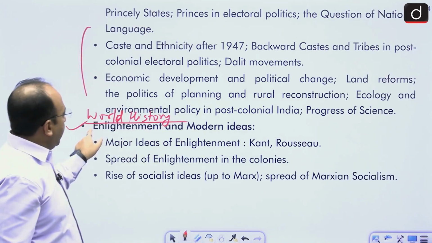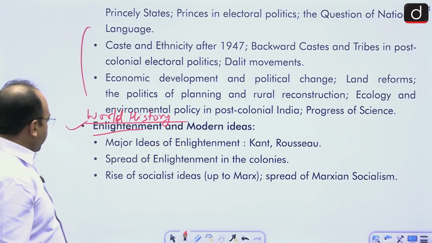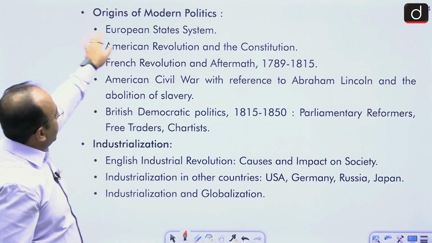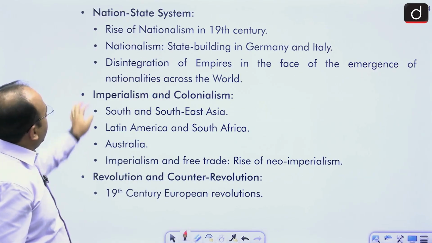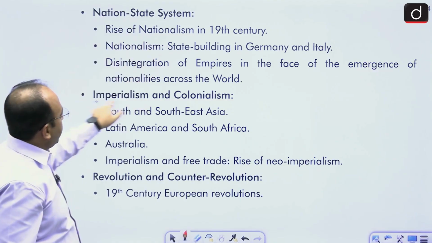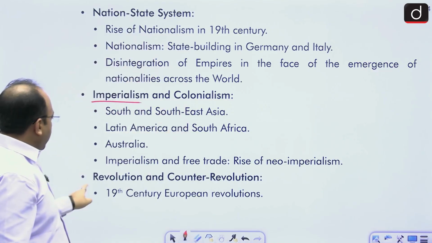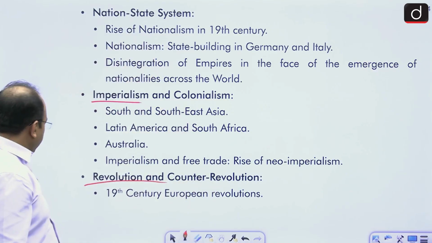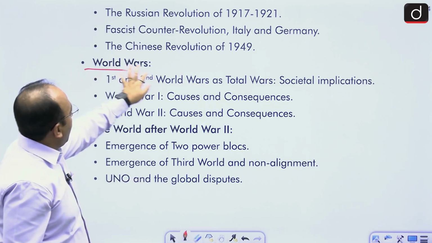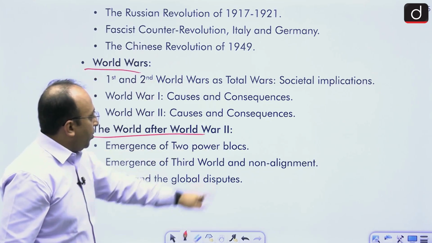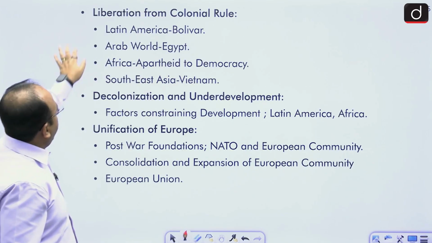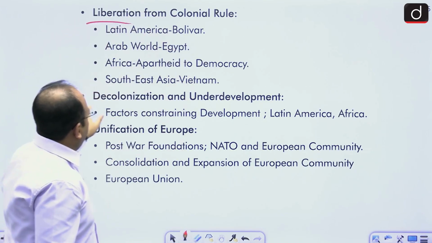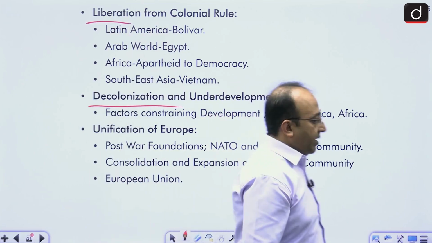We have to discuss enlightenment, modern ideas, etc. Then the origin of modern politics, then industrialization, then the nation state system, imperialism and colonialism, revolution and counter revolution, then the world wars, and the world after World War II. Then you have liberation from colonial rule, decolonization, underdevelopment, etc.